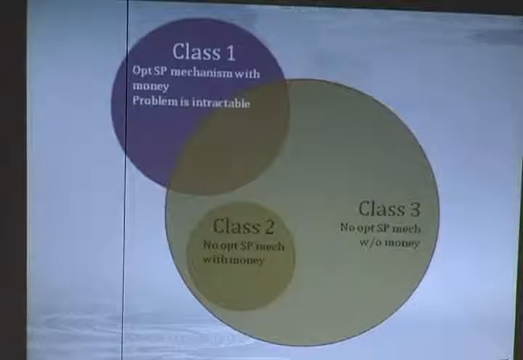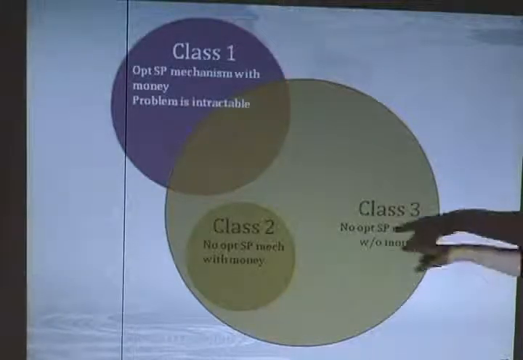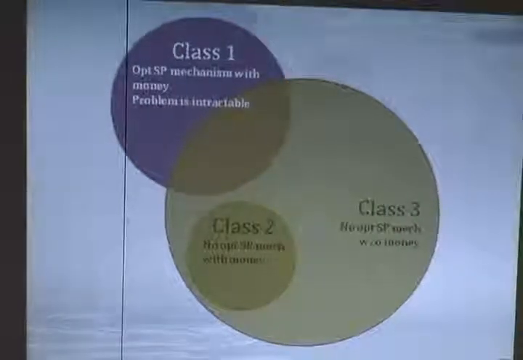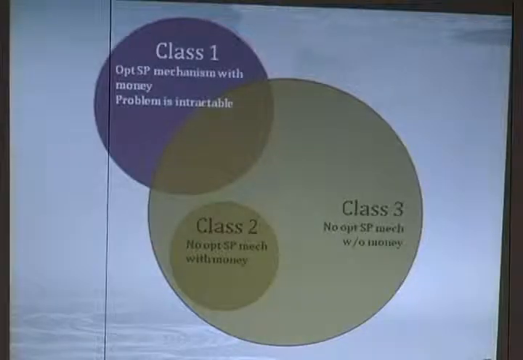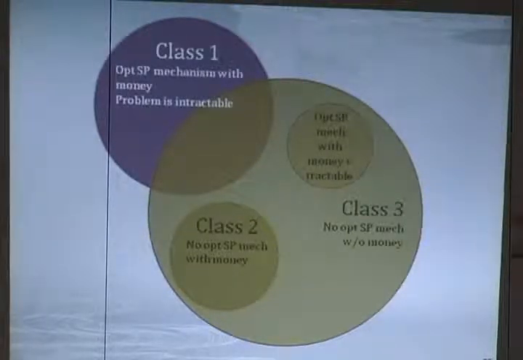Now, the class I want to talk about is the third class that basically contains the second class and intersects the first class. And this is the class of problems where there is no optimal strategy-proof mechanism without money. Right, so this includes the second class because if there's no optimal strategy-proof mechanism with money, in particular, there is no such mechanism without money. But I want to concentrate on a specific subclass. So these are the problems where there is no strategy-proof mechanism without money, but there is an optimal strategy-proof mechanism with money, and the problem is tractable.